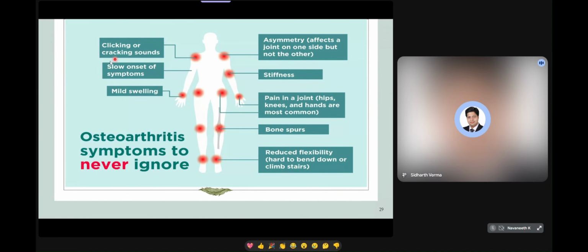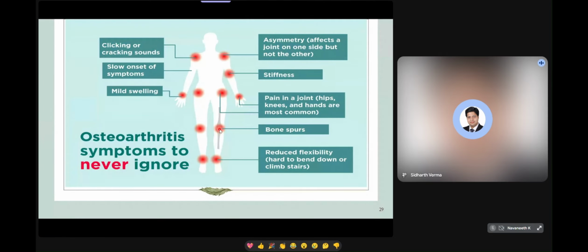So probably it will start with a clicking, cracking sound somewhere, and there can be slow onset of symptoms or fast onset. Usually it is slow, and it gives you a lot of time. Maybe one day you have a mild swelling and then it gets better after some painkiller and all. So you think it's gone, but it will not go away. It will come again. So that means that in your list of schedule, this doctor visit should be there so that you can come and get it treated beforehand.